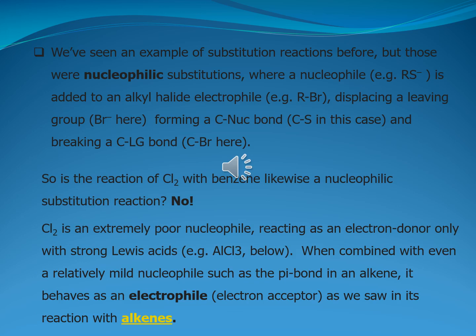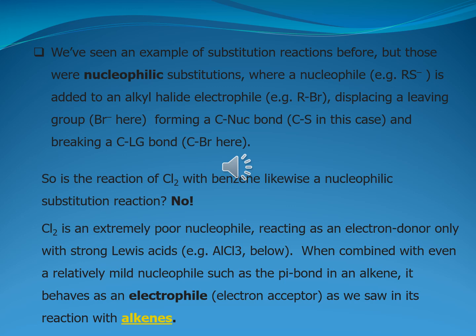So we have seen an example of substitution reactions before in our previous semester, but those were nucleophilic substitution reactions, where a nucleophile, that may be alkyl sulfide, is added to an alkyl halide, that is the electrophile in the form of alkyl bromide, displacing a leaving group, that should be bromide as an anion here, forming a carbon nucleophile bond, that should be carbon sulfide in this case, and breaking a carbon leaving group bond, that may be the carbon bromide bond here.